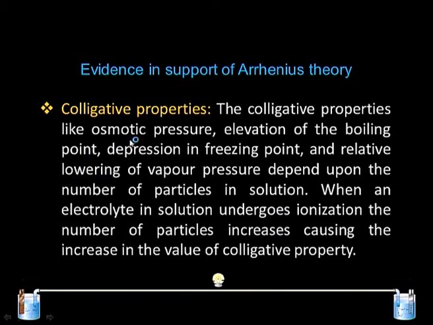Colligative property is a property which depends upon the number of particles. These are the four important colligative properties: osmotic pressure, elevation of boiling point, depression in freezing point, and relative lowering of vapor pressure. They depend upon the number of species or particles present in the solution. So, if I have an electrolyte which can give two ions, cation and anion, naturally it is going to influence the colligative property a lot, and that is being observed. The colligative property shows a drastic value in the case of electrolytes, which can be assigned to the cation and anion formed in the solution.